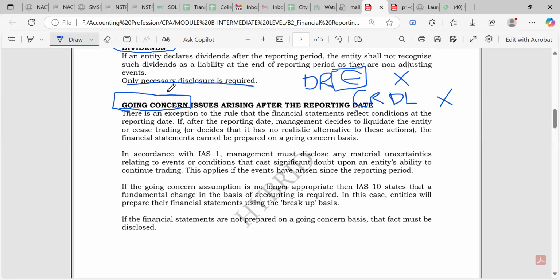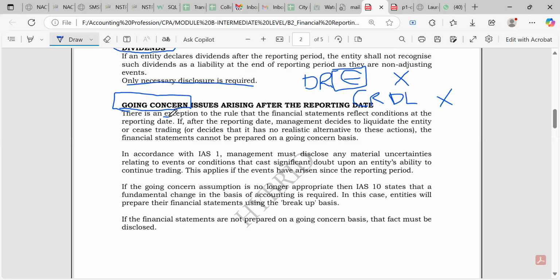You cannot say, okay, it's after the reporting date, because going concern is the basis of preparation of the financial statements. If it is affected after the reporting date, it is very pervasive. It has a great impact because it affects almost all items in the statement, except maybe those that are already cash based, right? So that's why I say there's an exception.